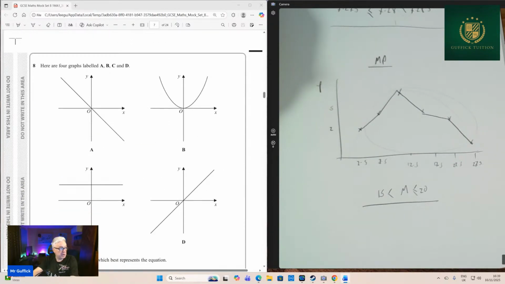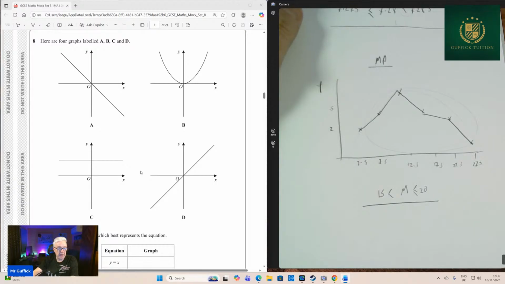Bit of graph matching next. Okay, what's going on here? Graph matching. So let's have a look. Here are 4 graphs labeled A, B, C, and D. Write down the letter that matches each one.